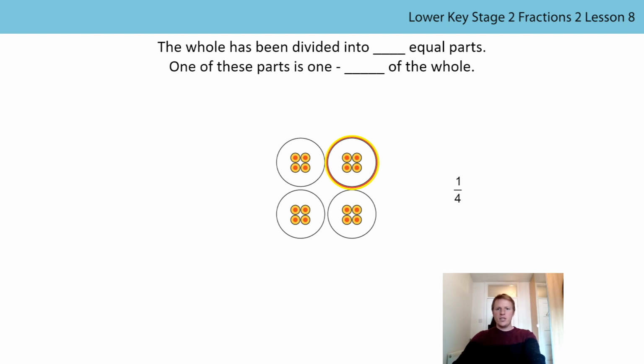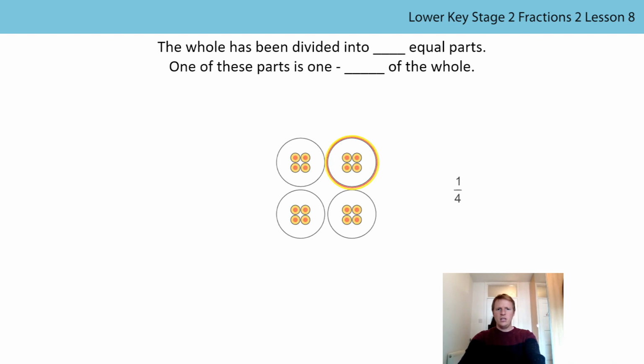Let's say both those sentences again with this information. The whole has been divided into 4 equal parts. Are you saying this with me? I hope so. One of these parts is 1/4 of the whole. Are there any more ways to divide these 16 counters?